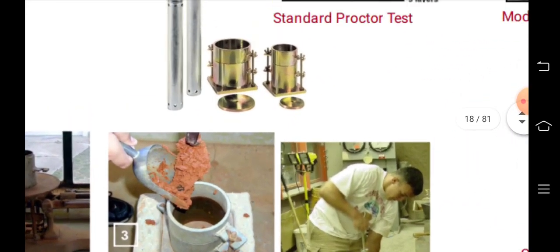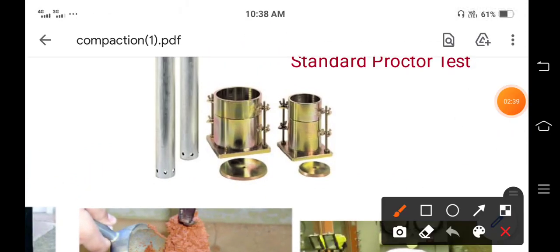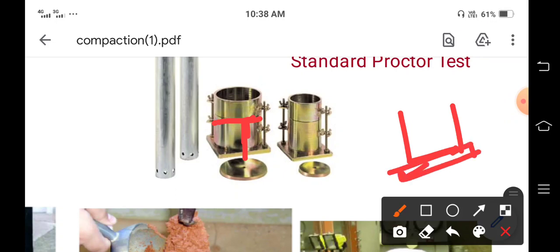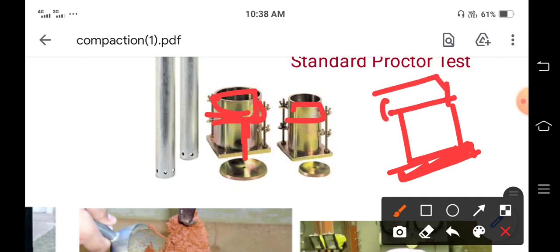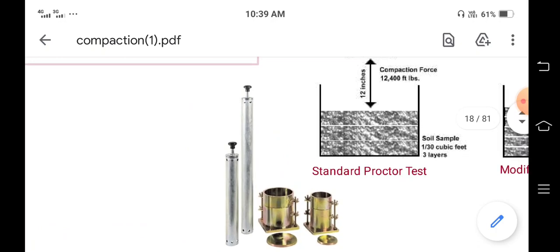And similarly, it contains a collar. So, this is our mold. This portion is the mold with the detachable base plate. And at the top, this is called a collar, which is provided at the top. So, this is the standard proctor mold, and this is the modified proctor mold. This is the standard proctor rammer, this is the modified proctor rammer.